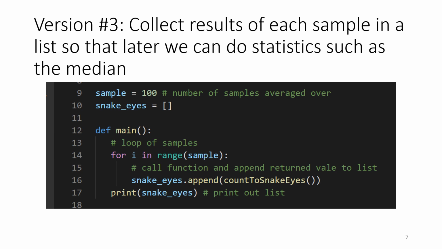And then in line 16 we are calling the count to snake eyes function, and when that function returns a value, we are appending it to our snake eyes list. At the end we are printing out this snake eyes list. So we're outside of the for loop. When we're done collecting all of our samples, we are printing the list. So you would see this big long list of numbers at the end.